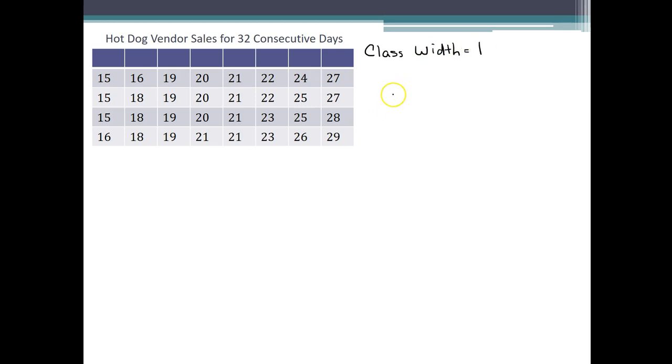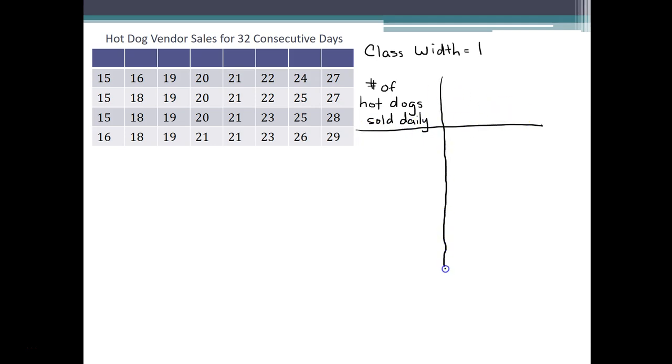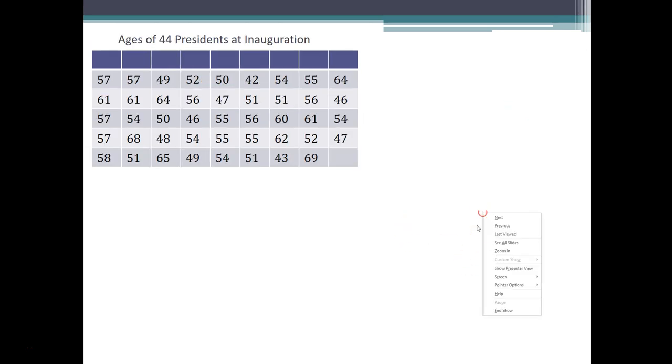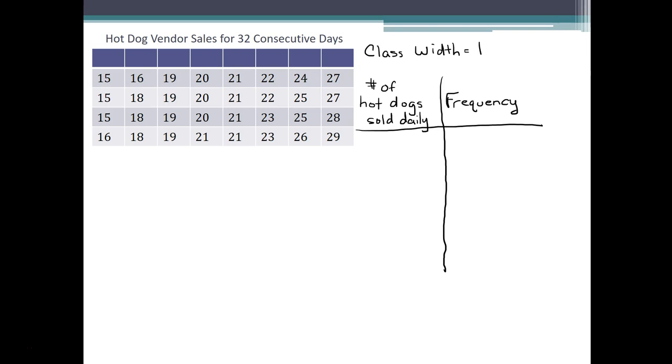Okay, so we go to construct this frequency distribution. Our hot dog vendor has his number of hot dogs sold, that's the data points, each number of hot dogs sold daily. The other side is the frequency, how often this particular sales number occurred. And with a class width of 1, you're only going to be listing one number at a time.